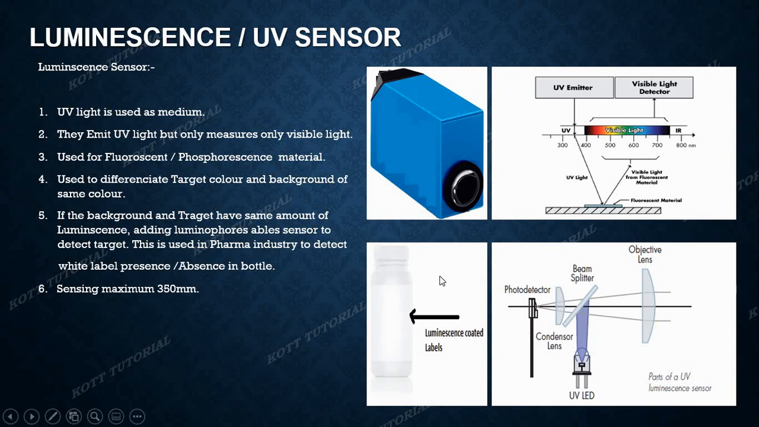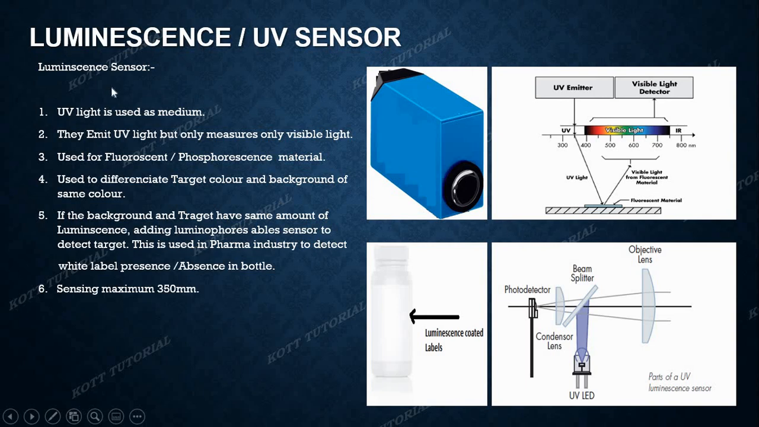If the bottle comes without a label, it will show the same result, because the background and the foreground, meaning the target and the bottle background, are both white. So at this time the color sensor would not work. For this case we have to go for a luminescence or UV sensor.